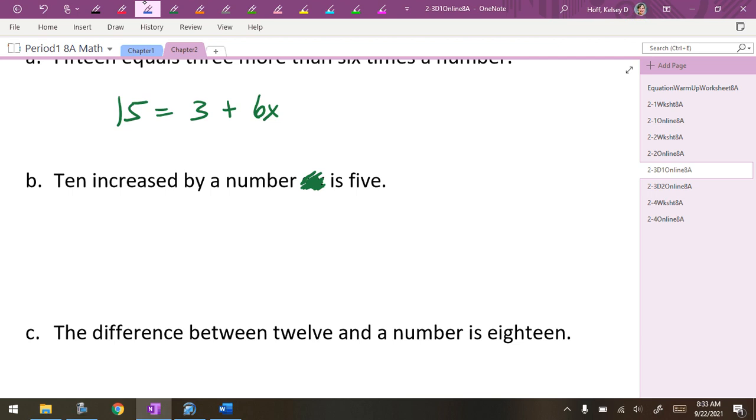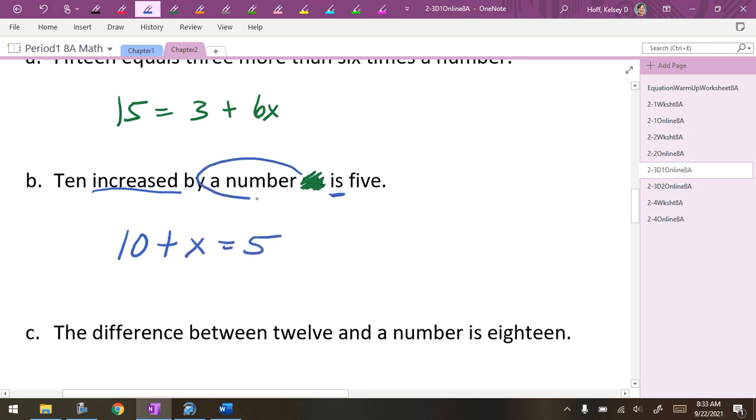Okay. Zayden, what did you put for this one? Negative 10x. Thoughts? Agree or disagree? I would disagree. What's increased mean? Add. So 10, careful, 10 plus x equals 5. If you put a 1 in front of that, that's totally fine. You do not have to have it there, but you can have it there. Remember, a number is your variable.